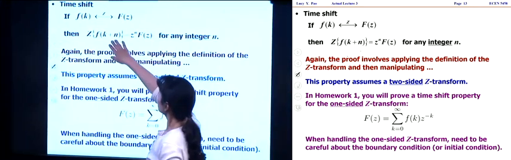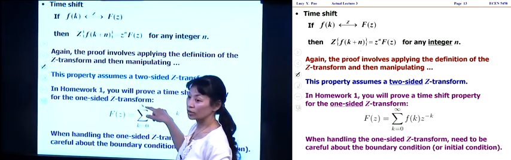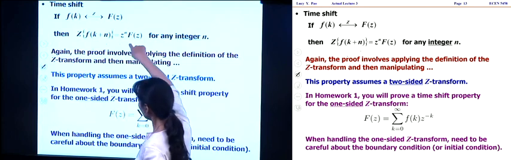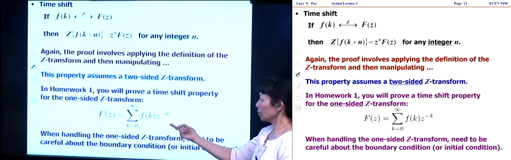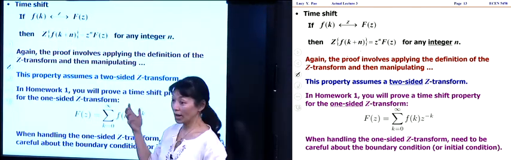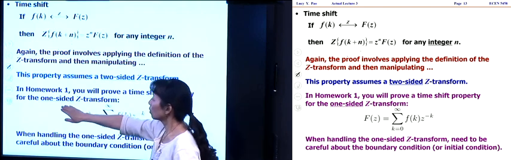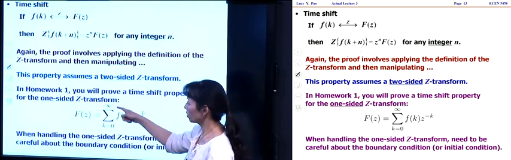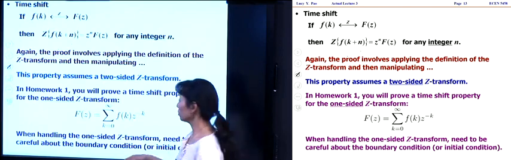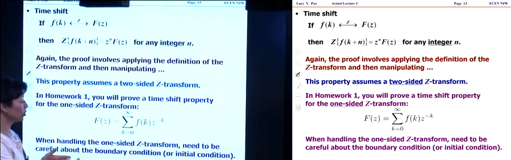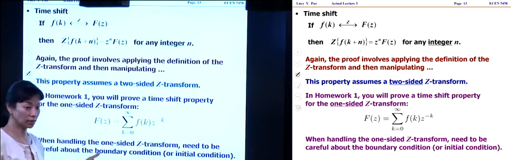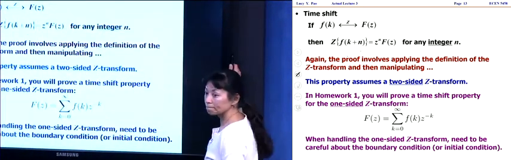And then this property assumes a two-sided transform. And that's how things fall out when you try to prove it. In homework, you're being asked to prove the time shift property, I think just by 1 unit, for the one-sided Z transform, where this is the definition. So now, when you do a one-sided Z transform, when you shift, you have to worry about the boundary condition, where you don't have to worry about that with a two-sided Z transform. So that's something you'll have to account for. Any questions?